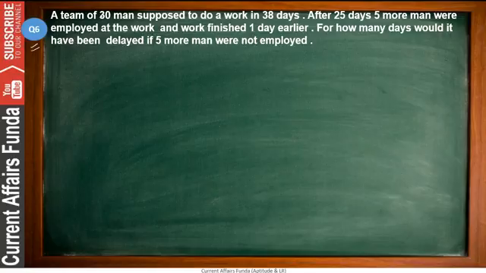So our question is like this: a team of 30 men is supposed to do a work in 38 days. Okay, so there are basically 30 men in a team, and they are taking 38 days to do a work. After 25 days, 5 more men were employed at the work, and the work finished 1 day earlier. For how many days would it have been delayed if 5 more men were not employed? Okay, so you can easily understand the language.